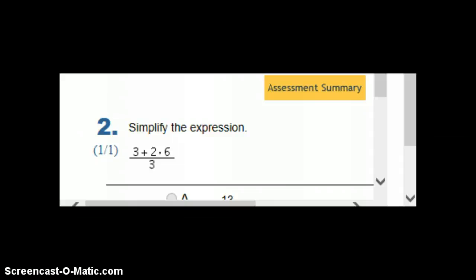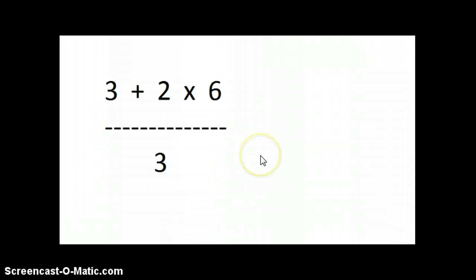Alright, now let's go back to our problem. 3 plus 2 times 6 divided by 3. Yes, that big fraction bar is division. Like I said, with a slash, it's basically division. So, let us work on this problem. Ready, go. 3 plus 2 times 6 divided by 3.